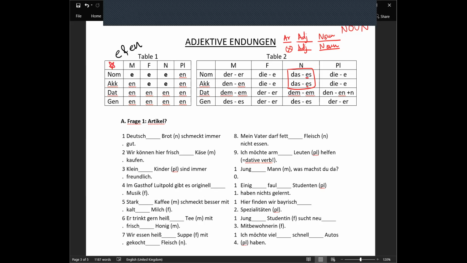So the logic is that if the article, I'll repeat it, if the article is explicitly telling you both the gender and the case of the noun, or if it's at least telling you the gender or the case of the noun, that's when you use table 1. Otherwise, if there isn't an article at all, or if there is an article but it's as good as not being an article anymore, that's when you use table 2.